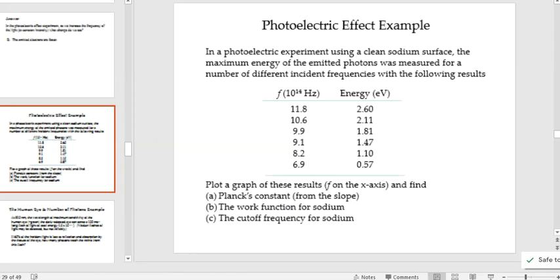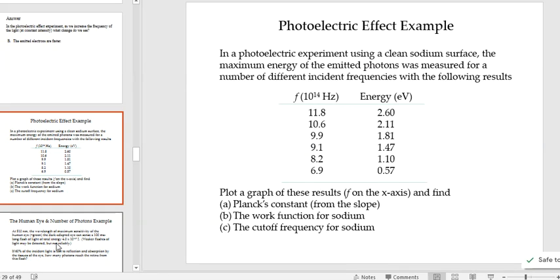Okay, very good. So we figured out Planck's constant, that's the slope of that line. We figured out the work function for sodium is 2.3, that's when we set f equals 0. And we figured out the cutoff frequency for sodium, which is when y equals 0.